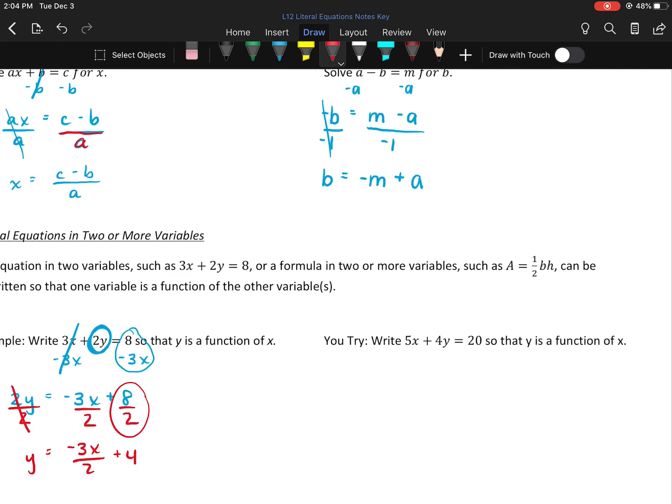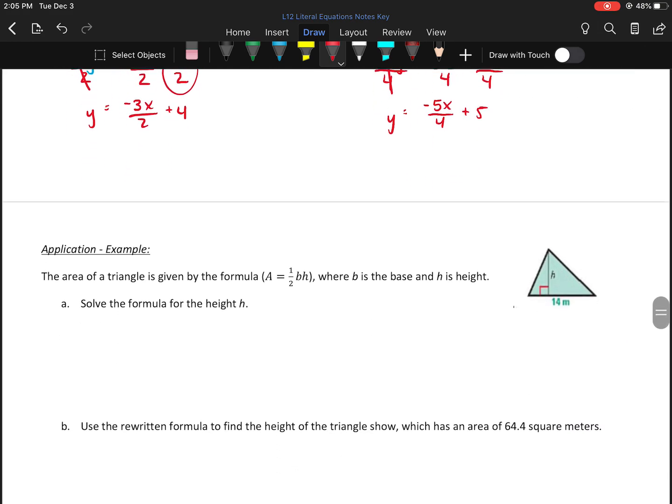I want you to do the same thing here. Try to get y by itself. Pause the video. Play it when you have an answer and see if you get the same thing as me. I'm going to subtract 5x from both sides, and that gives me 4y is equal to negative 5x plus 20. Divide by 4 for everything, and we get y is equal to negative, or 5x over 4 plus 5. Okay, so we got the y to be by itself.